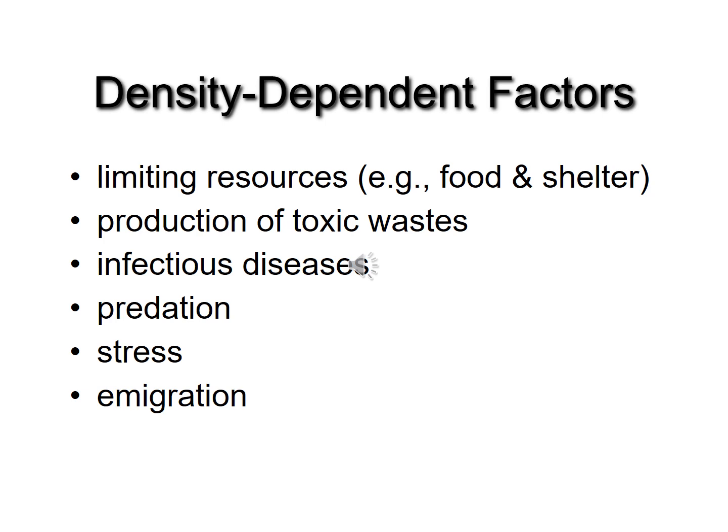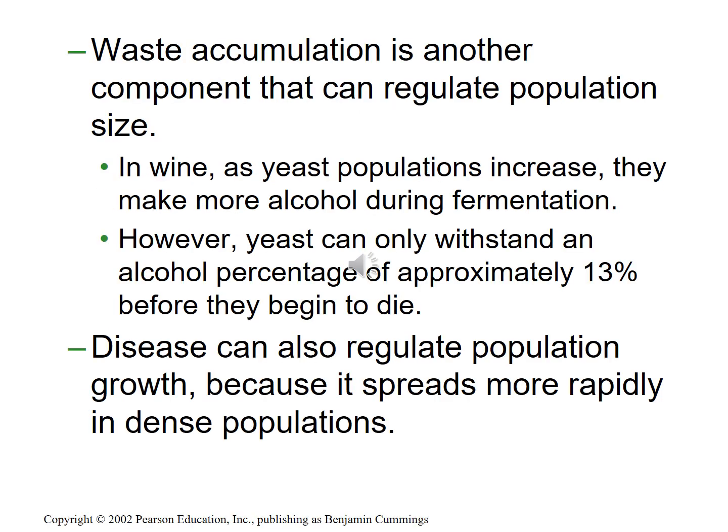Yeasts are a great example of waste accumulation and how that affects their population, and that's discussed in the next slide. So as a population gets more and more dense, the numbers get higher. All living organisms produce waste. Sometimes that waste can accumulate to the level where it starts to hinder or slow the growth rate. In wine, as yeast populations increase, they make more alcohol during fermentation.